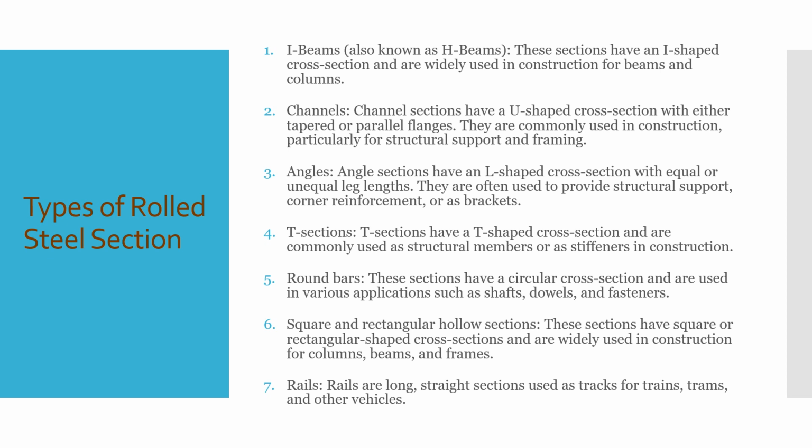Now the next is round bar. These sections have a circular cross-section and are used in various applications such as shafts, dowels, and fasteners. The next is square and rectangular hollow sections. These sections have square or rectangular shaped cross sections and are widely used in construction for columns, beams, and frames. The next is rails. Rails are long, straight sections used as tracks for trains, trams, and other vehicles.